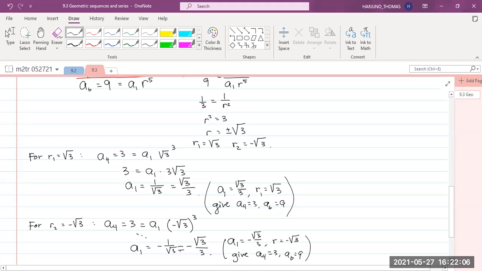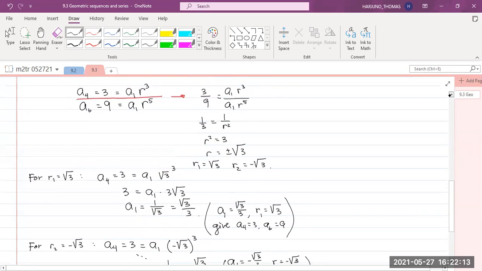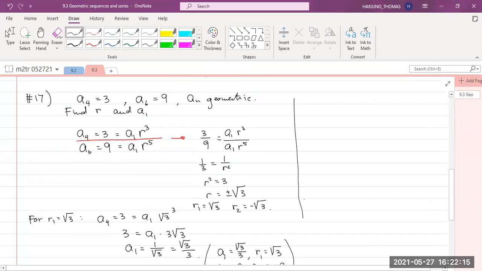Now, what if we do number 23? Let me do it here. Number 23. Suppose the fourth term is 4, the seventh term is 12. Find the 10th term. I'll do it the long way first.